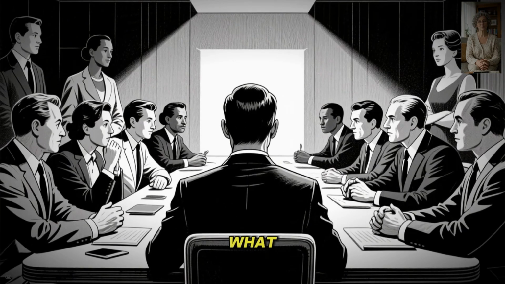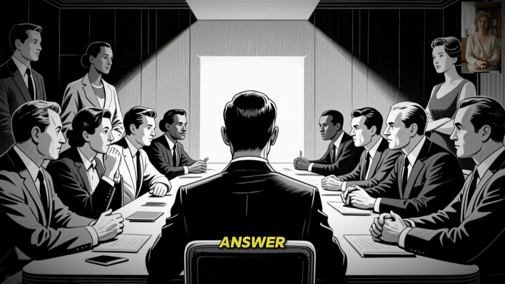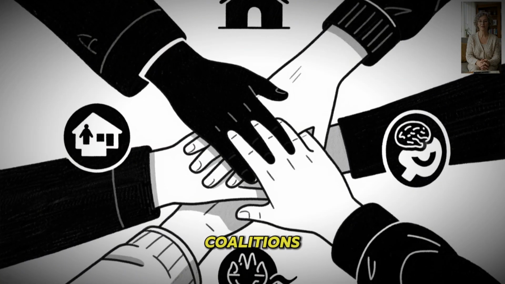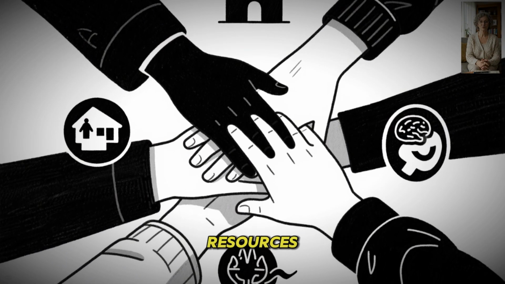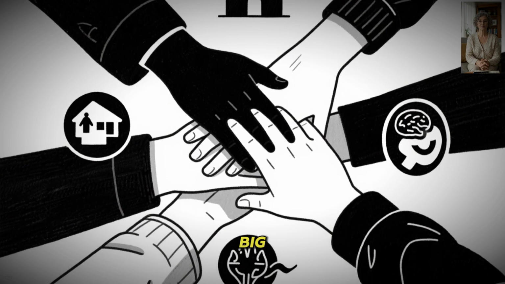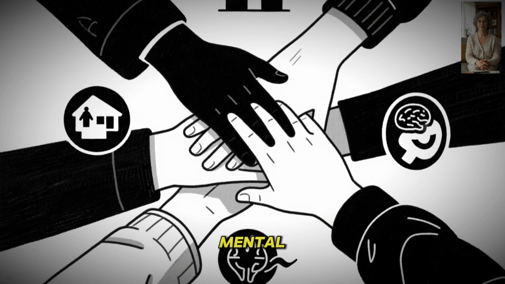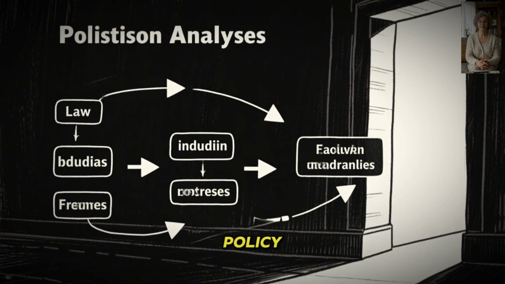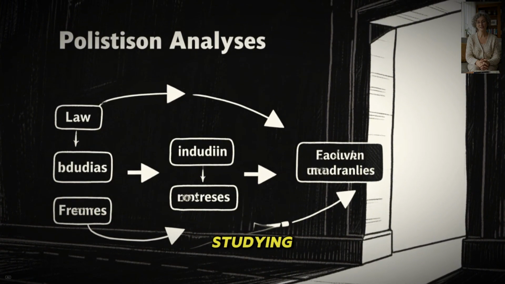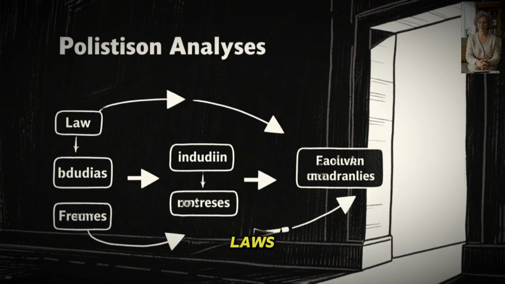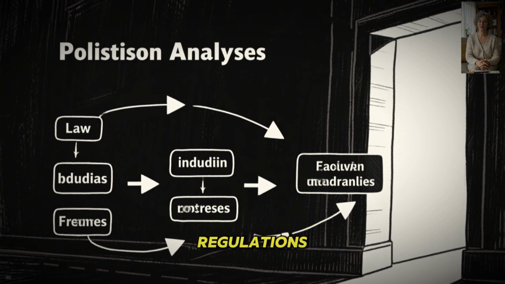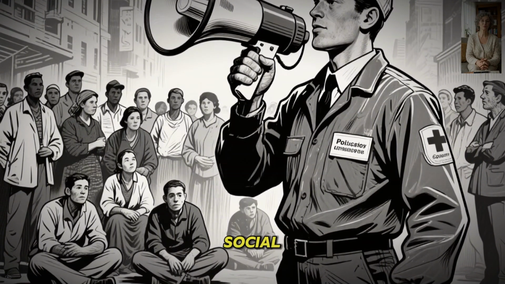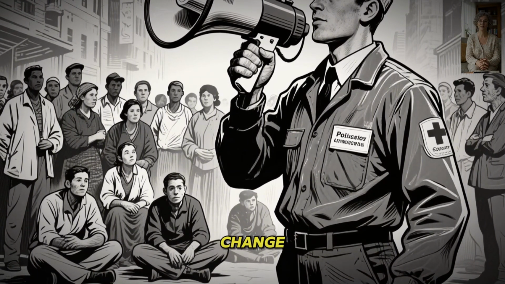Question 4. What does a coalition do? Answer: brings groups together to work on a shared issue. Coalitions combine voices, resources, and momentum to tackle big issues like homelessness or mental health advocacy. Question 5. What is policy analysis? Answer: studying the origins and impacts of laws or regulations. Understanding how policies are made and who they impact helps social workers push for meaningful systemic change.